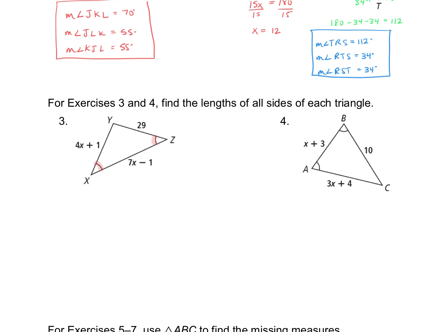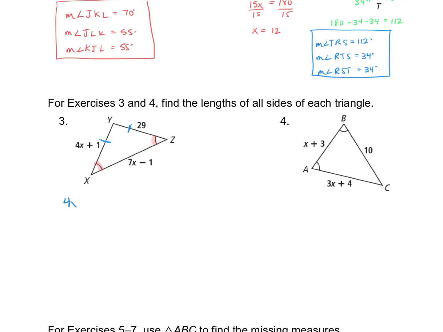So which sides are they? If you look at angle X and angle Z, the side that connects those two angles, that's not one of the congruent sides, which means the other two sides are congruent. When you know something that's congruent, that's the equation that you can write.